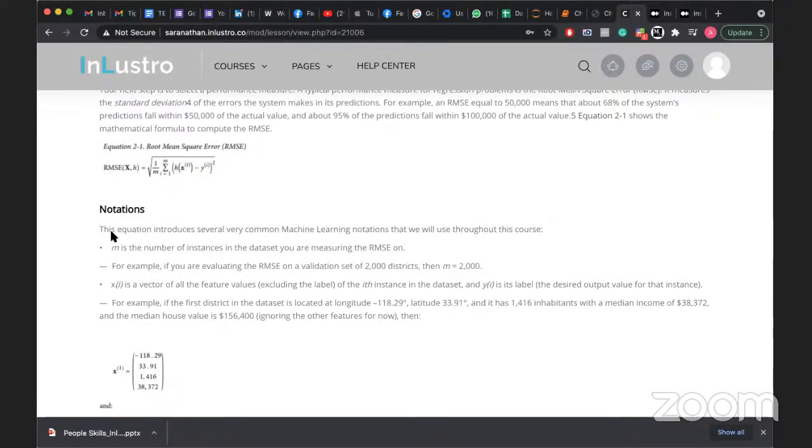Now you're squaring the entire thing because you don't want the sign to affect the value, and you're taking the average and square root of the average. That's why it's called root mean square error.